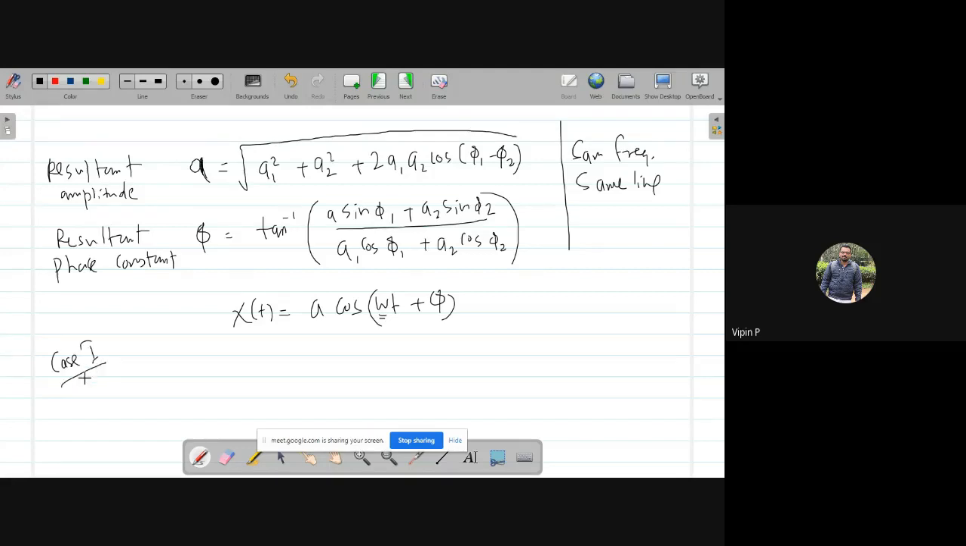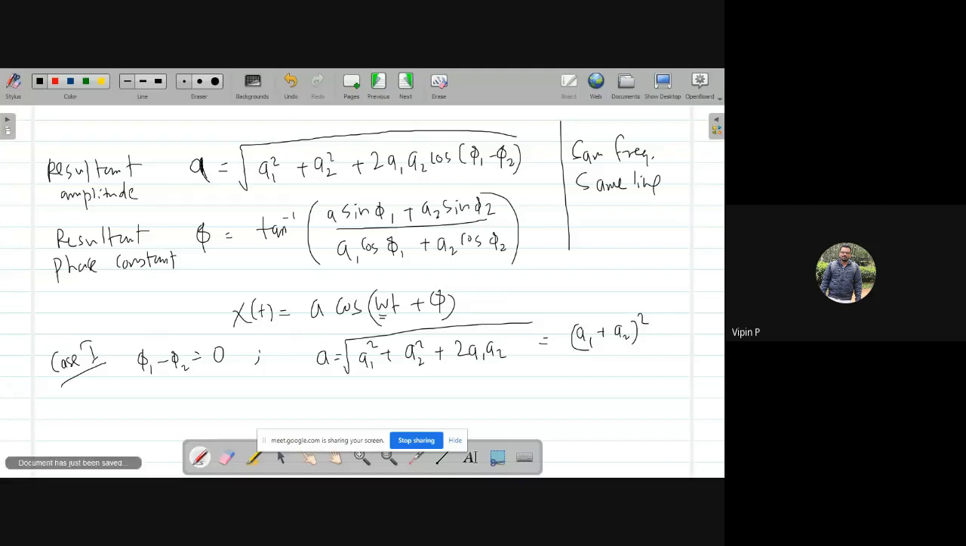Now let's check some special cases. Case 1: let's say phi1 minus phi2 is equal to 0. There is no phase difference. Then let's see what the amplitude is. The resultant amplitude would be the square root of A1 square plus A2 square plus 2 A1 A2, since cos 0 is 1. That's nothing but (A1 plus A2) the whole square, so we take the square root, and this is simply A1 plus A2.